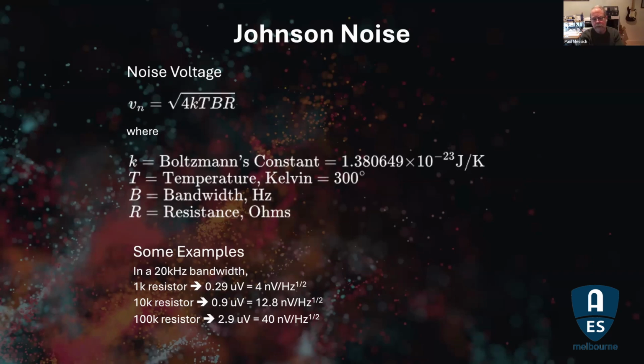Same resistor, but 10K, 0.9 microvolts, 100K, 2.9 microvolts. You're starting to get into some real voltage there. It is possible for that to get into the multiple volts range if you have a high enough resistance. What you won't do is get any power out of that. You're not going to be able to get anything powered with this, but there's a real voltage there, and it's noise, and it affects anything that's sensitive to noise.